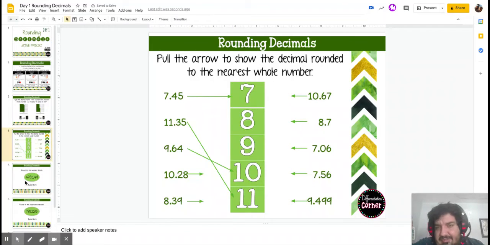All right. And that's all you got to do on this page. Just look, underline, and circle. Look, underline, circle. Identify what you're rounding to, which is the whole number. So the 9's underlined, the 0's underlined, the 8's underlined, and then the 3 would be circled, the 2 would be circled, the 6 would be circled, and so on. And then you still got to do this side.